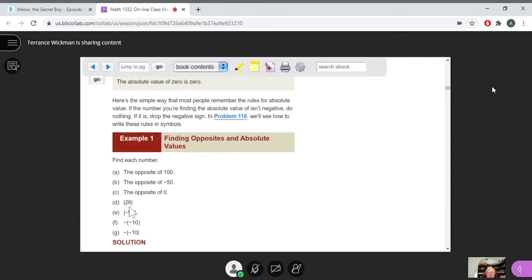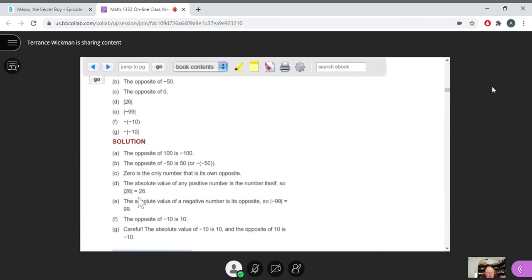The opposite of the absolute value of 26 is... I don't know about that one. I would say it's negative 26. I think they're just telling you that. I don't think they finished explaining it. So the opposite of 26 is negative. The opposite value of any positive number is the number itself. So the absolute value of 26 is 26.